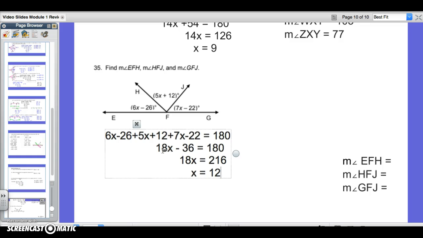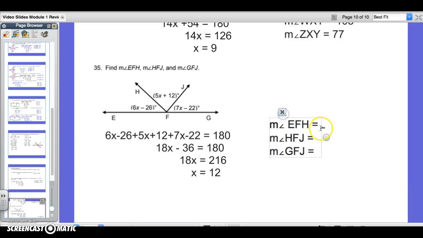Okay, so plugging in 12 to each of these little expressions to figure out what these values are will give us our actual answers. Let me click on this and bring it over. So the measurement of angle EFH, this one, I'm plugging in 12 right there. And when I do that, I get 46 degrees. The next one, when you plug in the 12 to this one right here, you get 72 degrees. And the last one, when you plug in 12 right here to this x, you get 62 degrees.